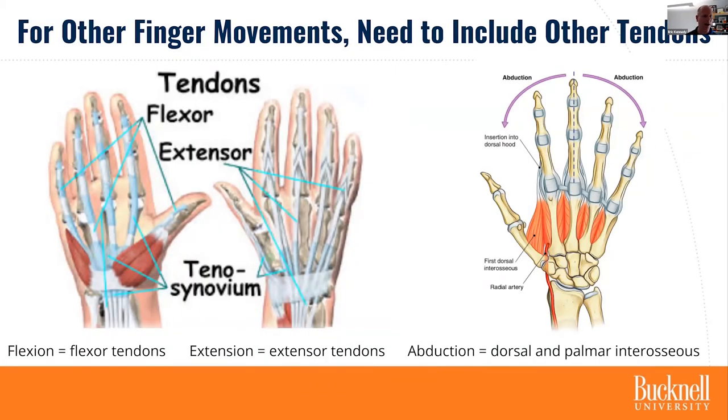A couple other pictures here. So if we wanted to add additional capabilities to our model, we would have to add in additional tendons and sometimes they're called hoods or sheaths that would enable our hand to move in alternate ways. We'd have to add some complexity to our finger model to enable more complex motions.